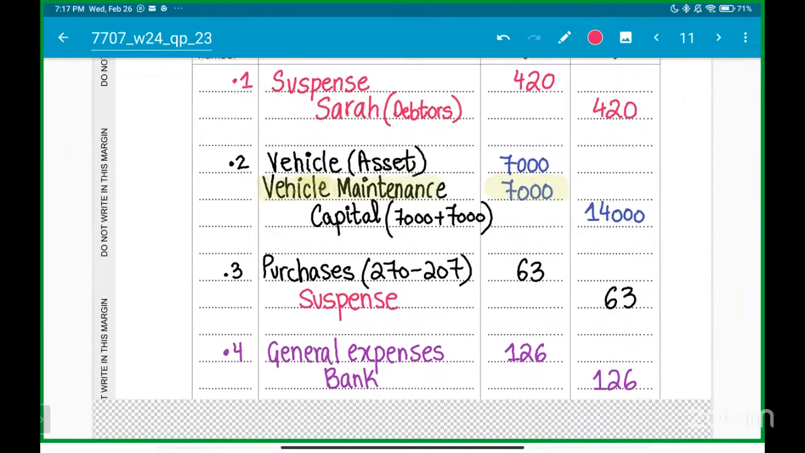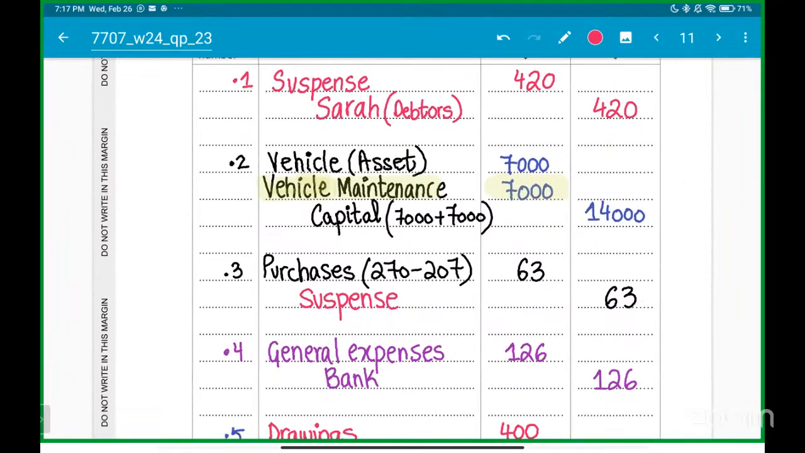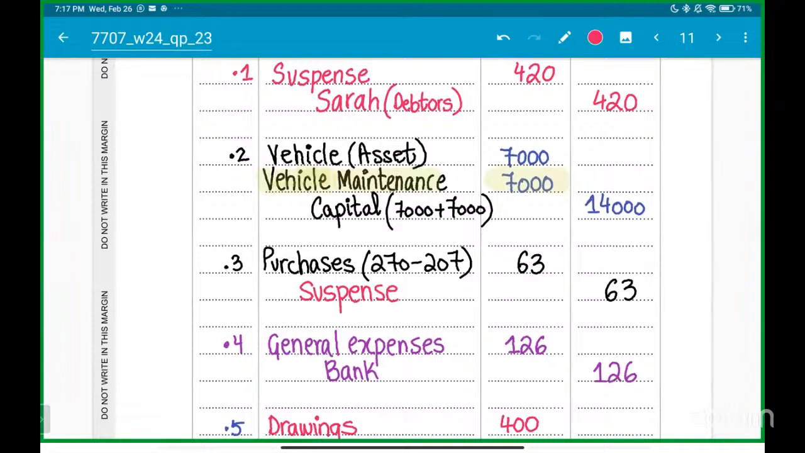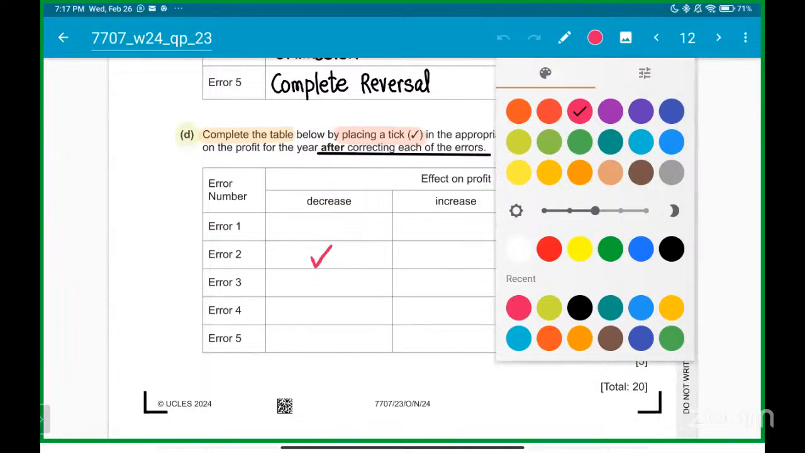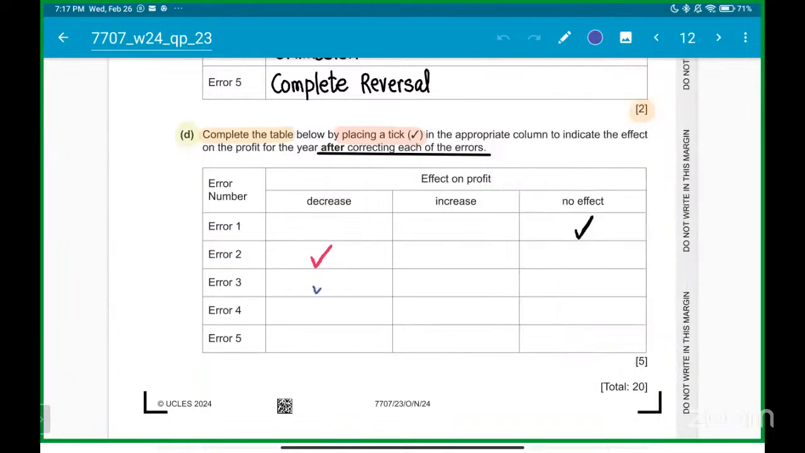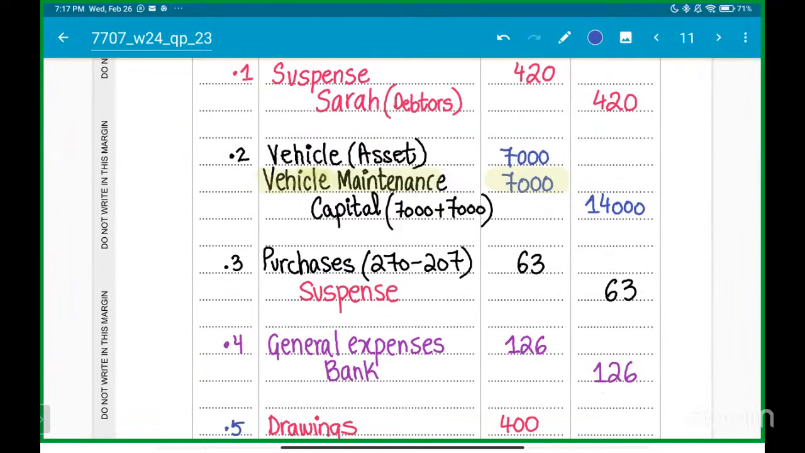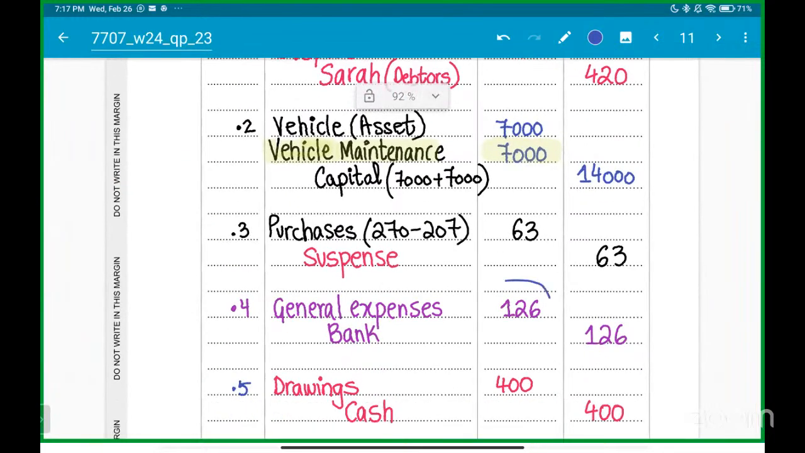The next one is purchases and suspense accounts. Suspense does not have an impact, but purchases are part of the income statement. Purchases are being debited, which means we increase the purchases. Once we are increasing the purchases, profit for the year will definitely go down. So profit will decrease for error number three. Understood? Got it?